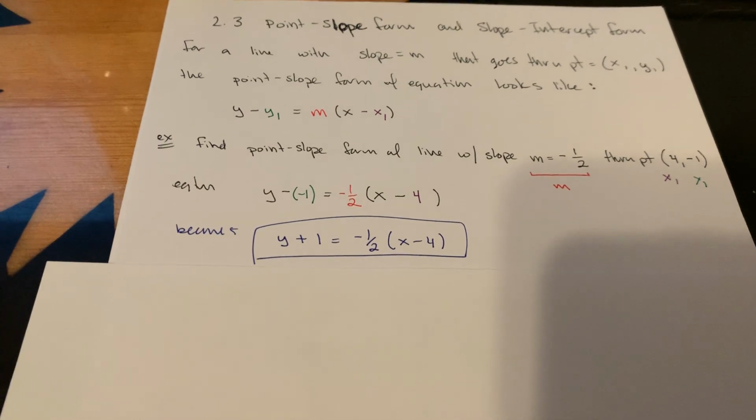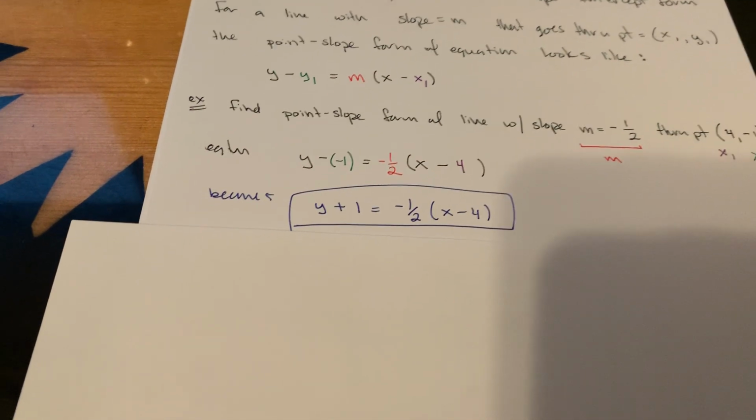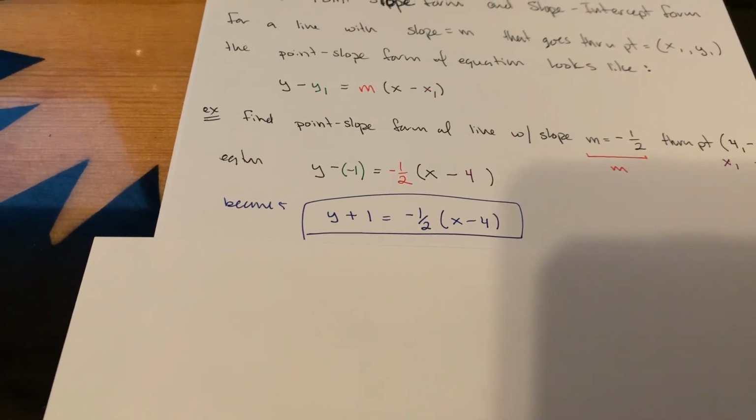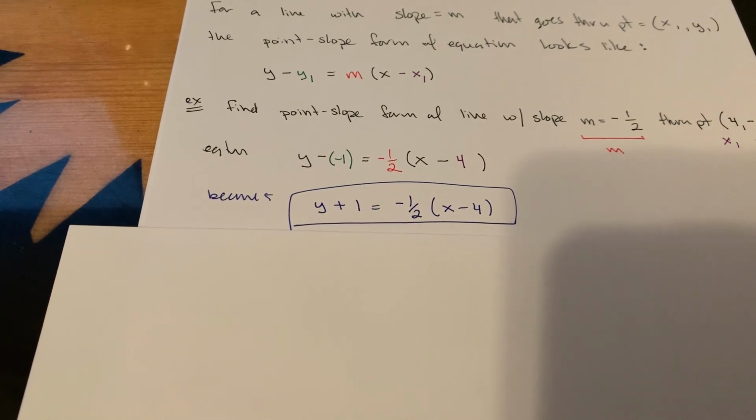So the final version here, if we just get rid of these double negatives, right, if I subtract a negative, it's really just addition. So y minus -1 is the same thing here as y plus 1.